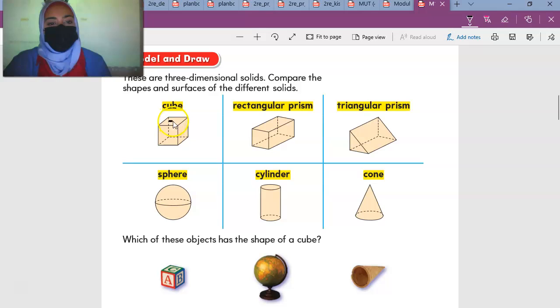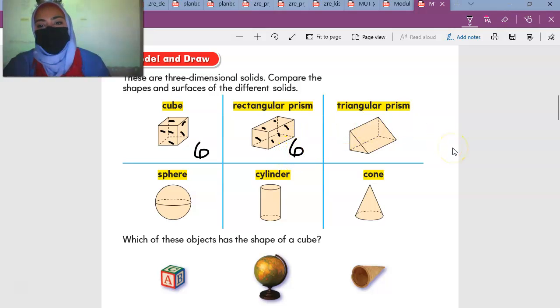Well, this is 1. The top is 1. The bottom is 2. The side is 3. The other side is 4. The front side is 5. And the back side is 6. So this has 6 faces or 6 sides. Let's talk about a rectangular prism. It has 1, 2, 3, 4, the top is 5, and the bottom is 6.